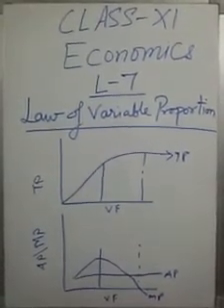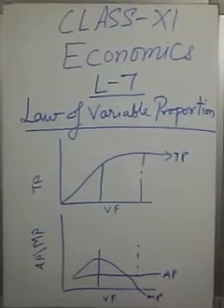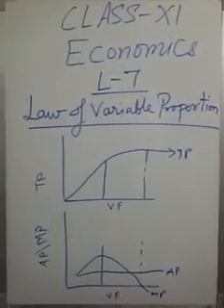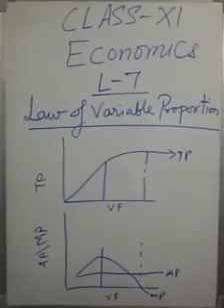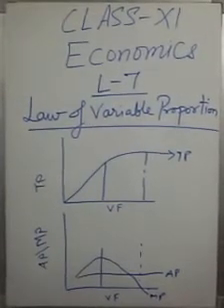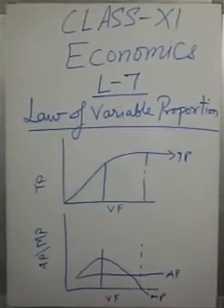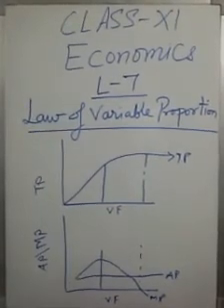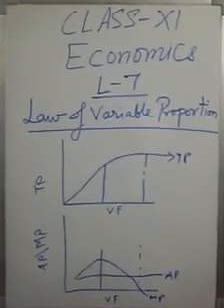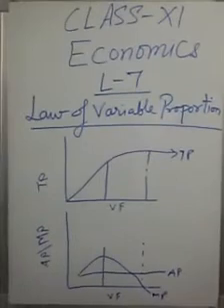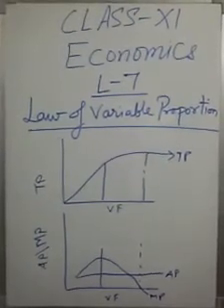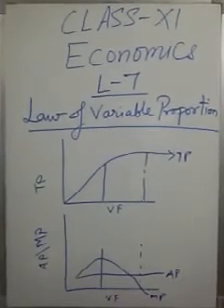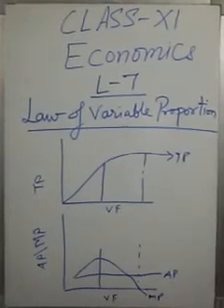So students, in stage 1 we can say MP is increasing, that's why it is known as the stage of increasing returns. In stage 2, MP is diminishing, that's why it is called the stage of diminishing returns. And in stage 3, MP is negative, so we call it the stage of negative returns.